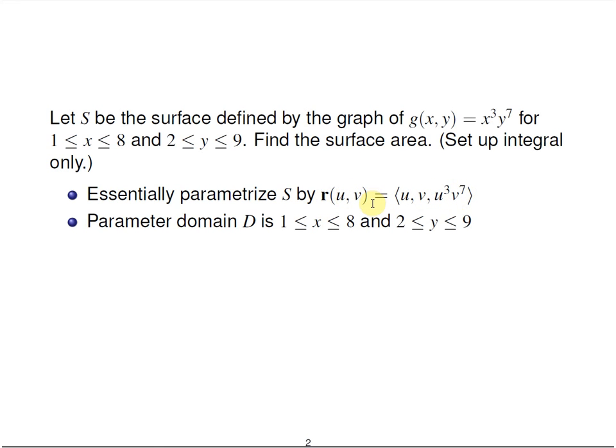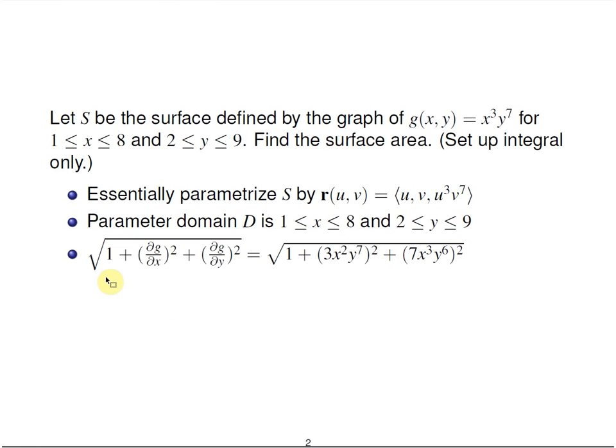And if you run through all the same thing you normally would for a parameterized surface, well, here's our parameter domain. And if you run through what is the norm of the cross product of r sub u times r sub v, you would actually end up getting this expression, just speaking generally, and for this particular example, that's square root of 1 plus here's the partial with respect to x, then there's a square from the formula, plus here's the partial with respect to y, and then the square.